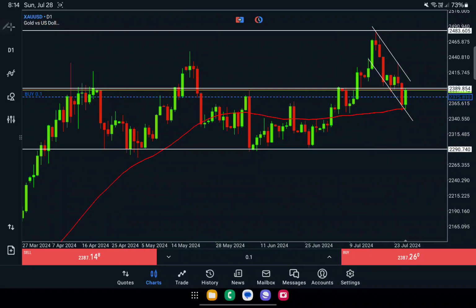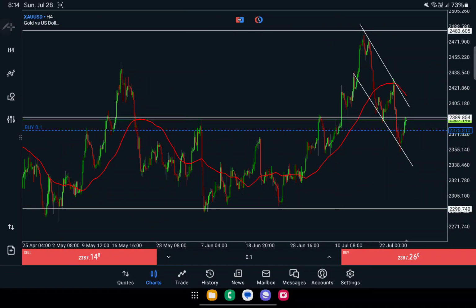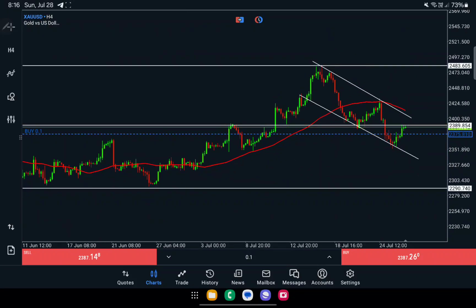So let's get started with the H4 time frame analysis. If we check H4, the market is trying to go up. Let me zoom in a little bit more. As you can see, there is a trend line on H4 and H1 both, and the market is trying to follow the line. It sent us a buy confirmation over here, and it is trying to go up.